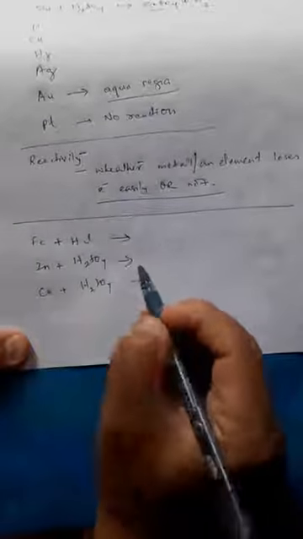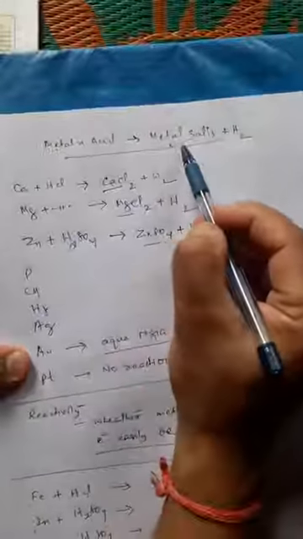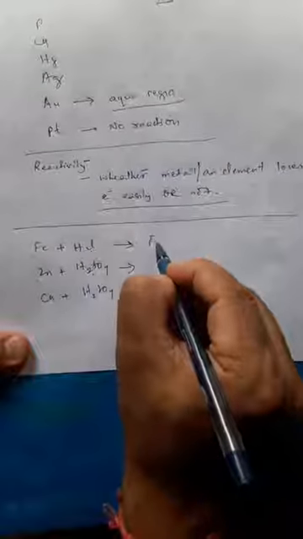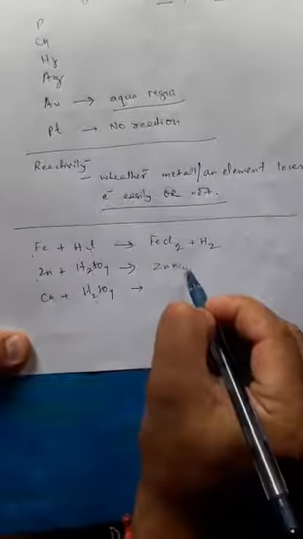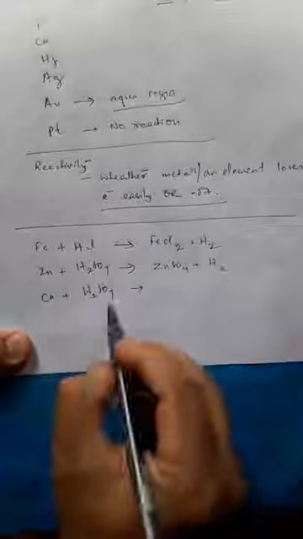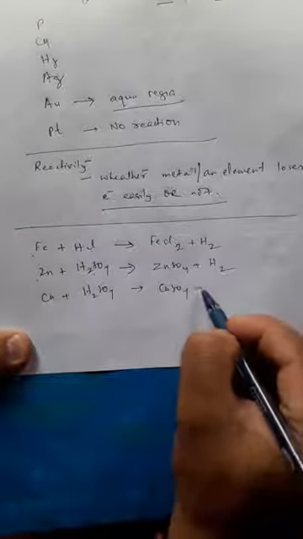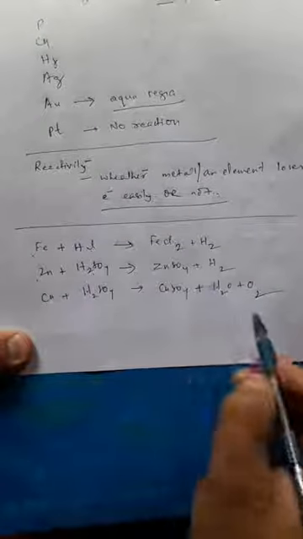Let's try to see what are the products. These are metals and these are acids. So when metal react with acid, we have already seen the products are metal salts and hydrogen. Let's try to write that. FeCl2 and hydrogen, zinc sulfate and hydrogen. Likewise, copper sulfate will get here. Water, oxygen. Here the products are little bit different.